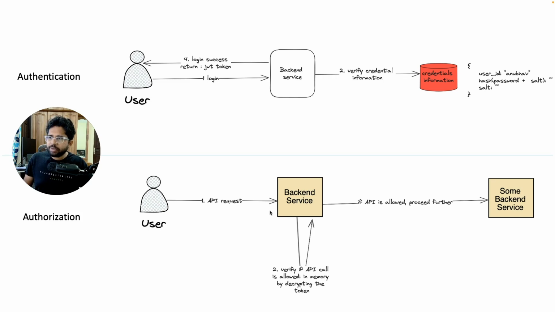And whenever the customer makes the API call, that customer will also send the information that, hey, I am admin, I am user, I am payment admin, and all those things will be sent in the request itself. And then the backend service will verify whether the call is allowed to proceed further or not, and then it will make the call. So no external call is needed.